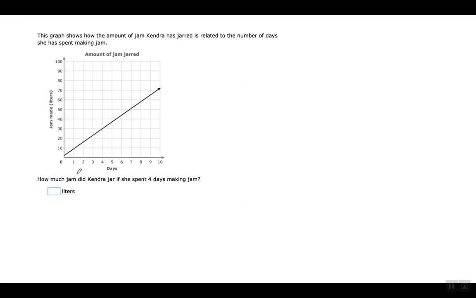How much jam did Kendra jar if she spent 4 days making jam? 4 days. All right, so just look down here, 4 days, and then look right here. There's your answer. When you look at the y-axis, it's 30. All right. Yes, it is that simple. But on the next slide, I'm going to show you that if you don't read them carefully, you can make a mistake, because even I made a mistake and got one wrong.